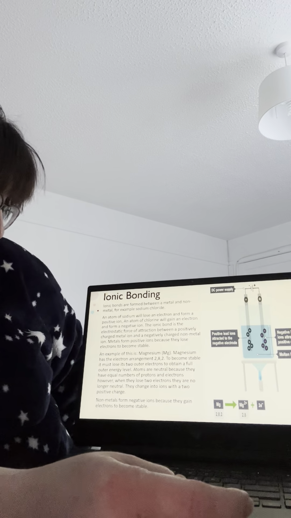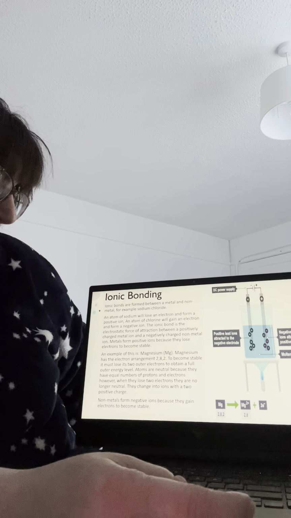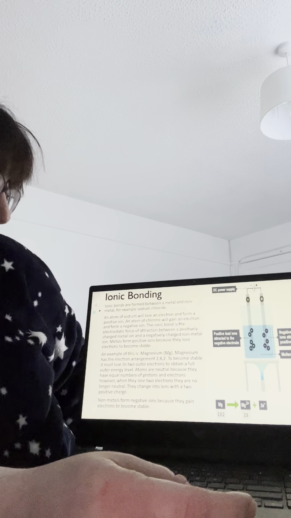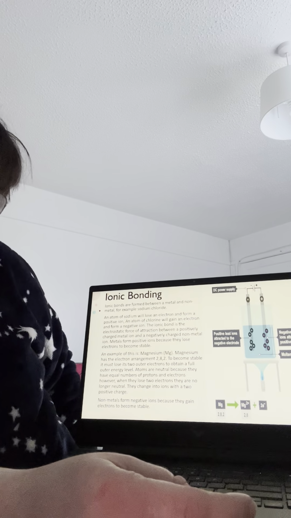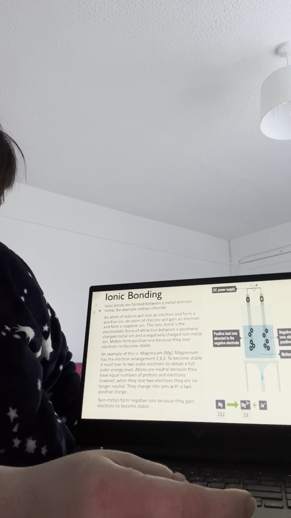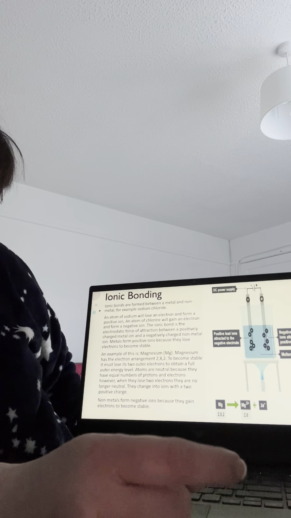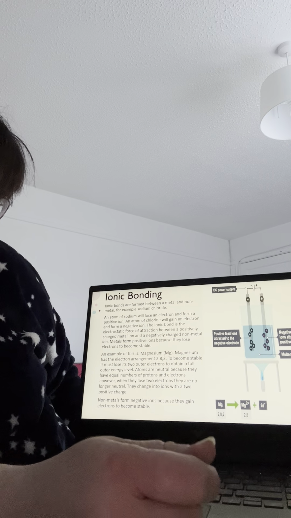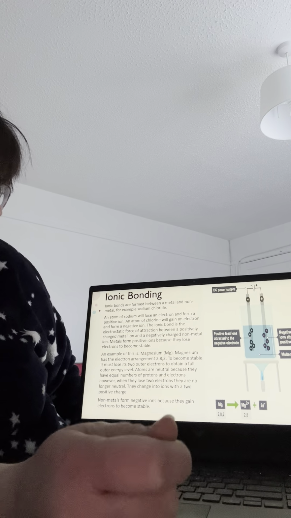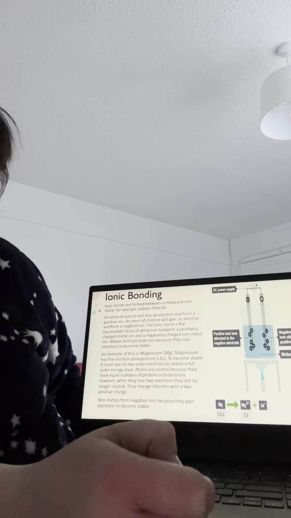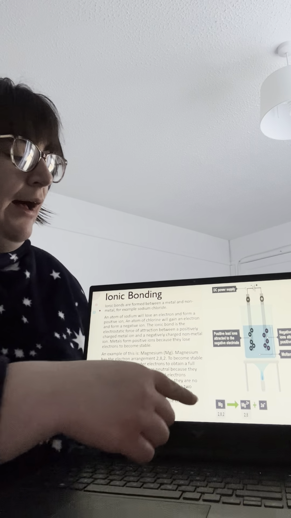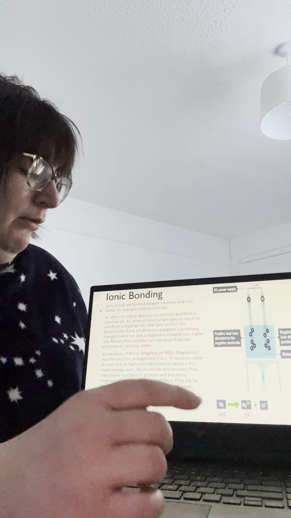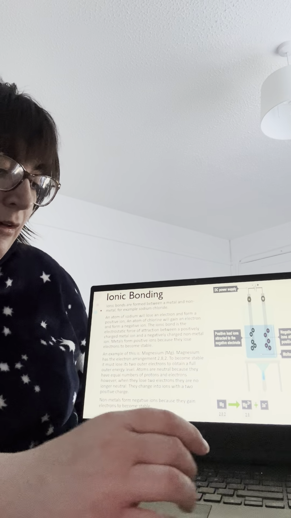Atoms are neutral because they have equal numbers of protons and electrons. However, when they lose 2 electrons, they are no longer neutral. They change into ions with a 2+ charge. Non-metals form negative ions because they gain electrons to become stable. And there's the diagram of how magnesium achieves this.